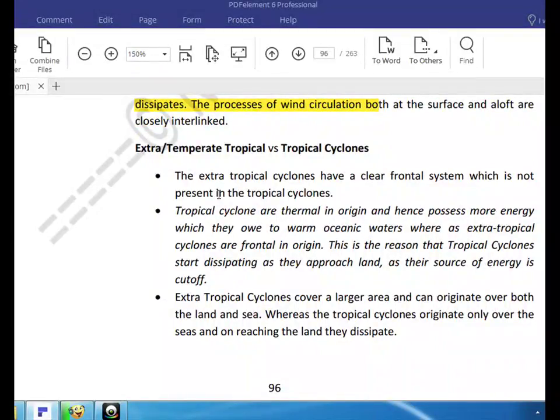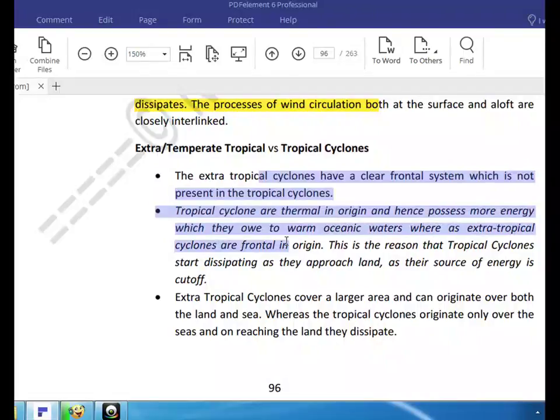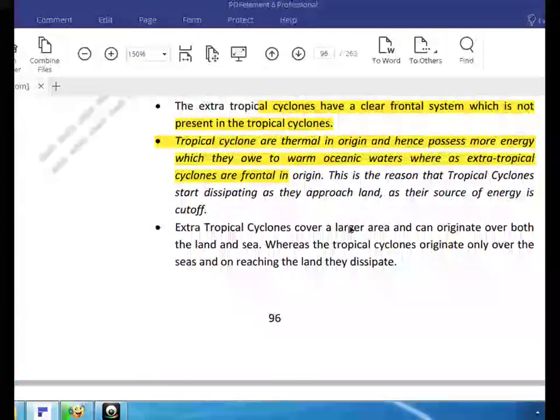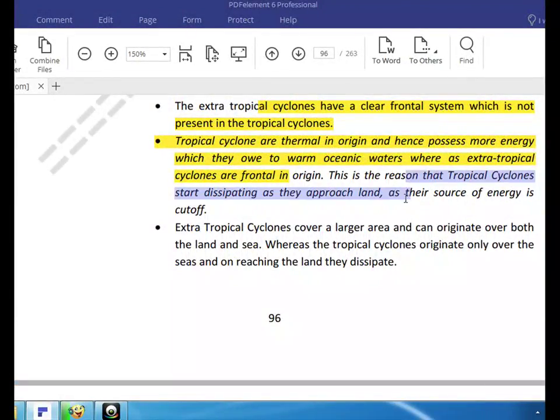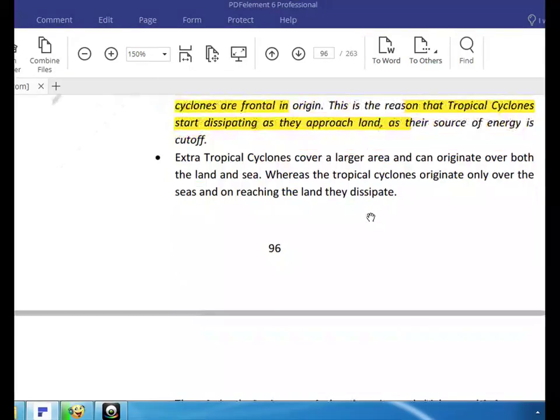Extratropical or temperate cyclones versus tropical cyclones. The extratropical cyclones have a clear frontal system which is not present in the tropical cyclones. Tropical cyclones are thermal in origin and hence possess more energy which they owe to warm oceanic waters, whereas extratropical cyclones are frontal in origin. This is the reason that tropical cyclones start dissipating as they approach land, as their source of energy is cut off. Extratropical cyclones cover a larger area and can originate over both the land and sea, whereas the tropical cyclones originate only over the seas and on reaching the land they dissipate.